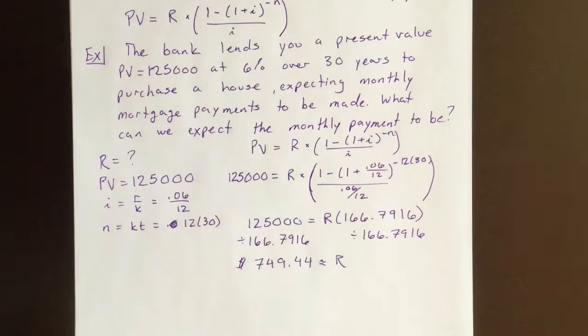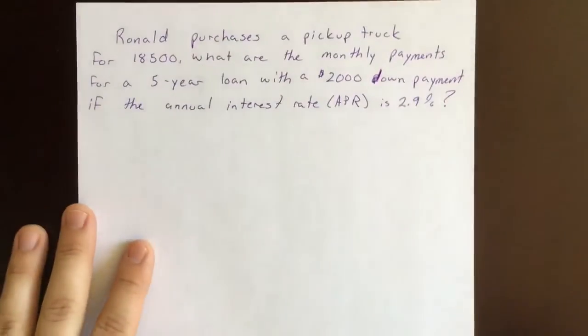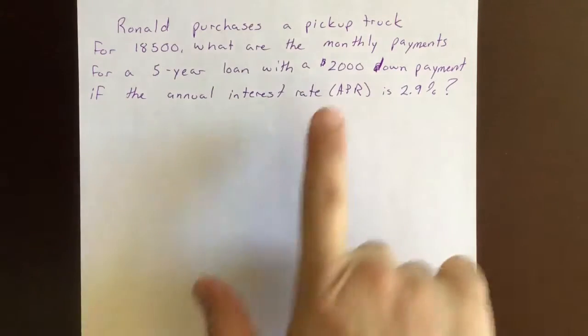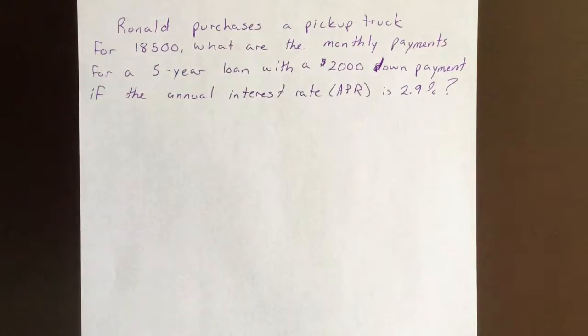So to leave this video, very short video, again, I would like for you to examine Ronald's situation. So he's purchasing a pickup truck, so this might be something more relatable to you. He's doing a 5-year loan. It's interesting. We have a down payment. We didn't have that last time. So take time to complete this example. You can find the solution attached in the notes.